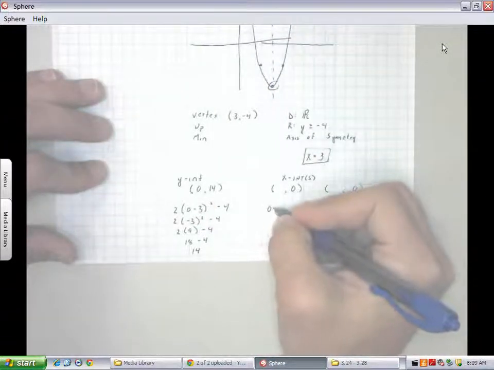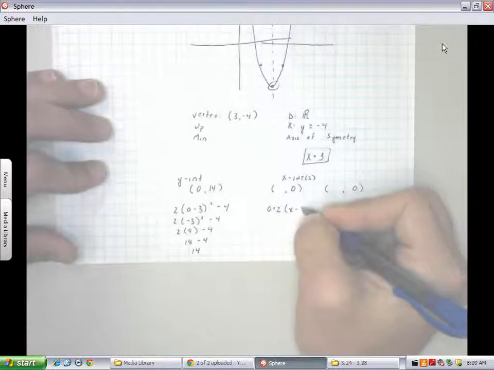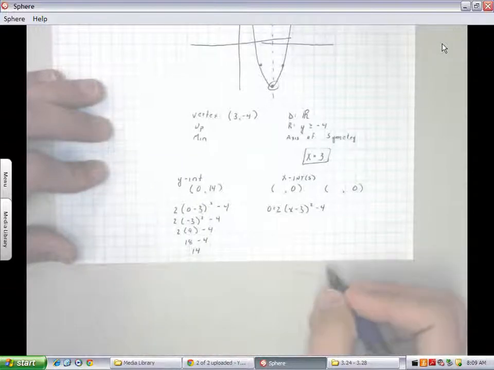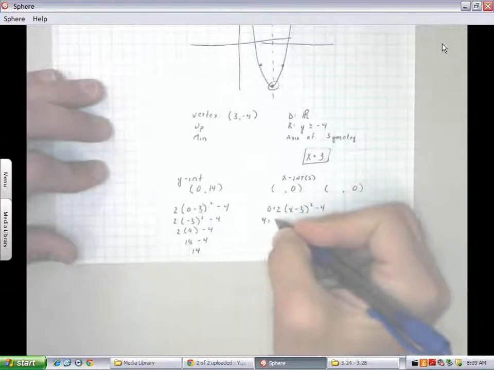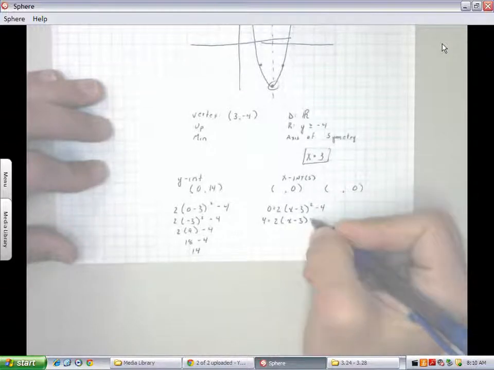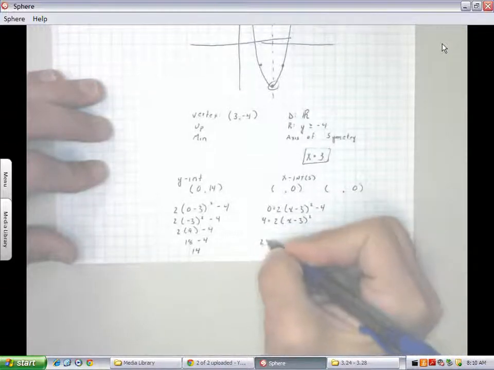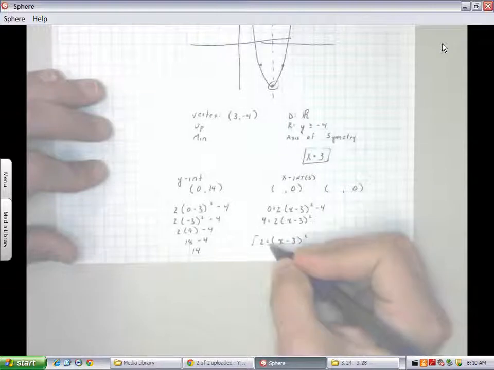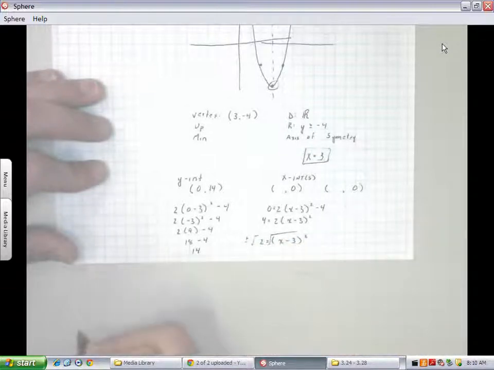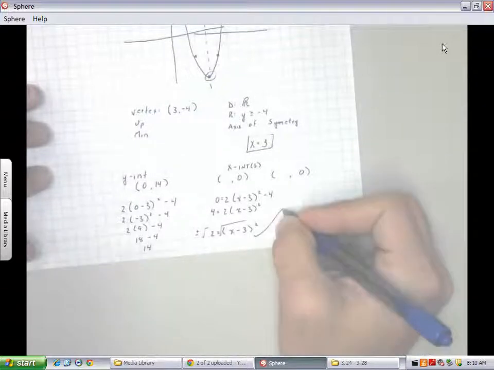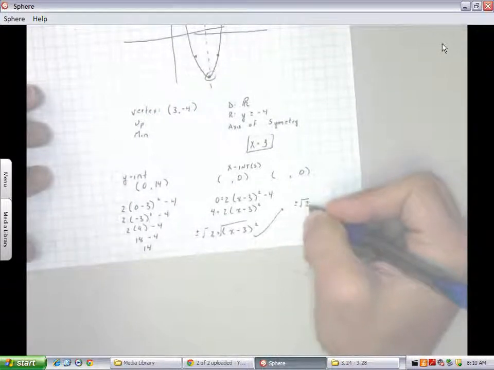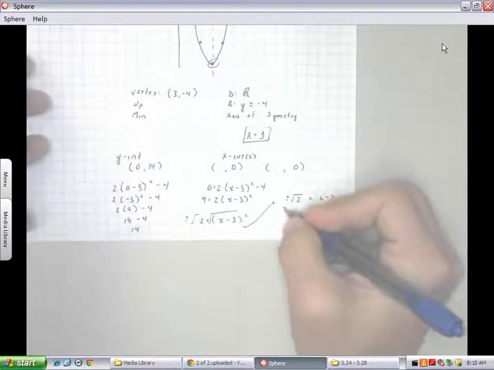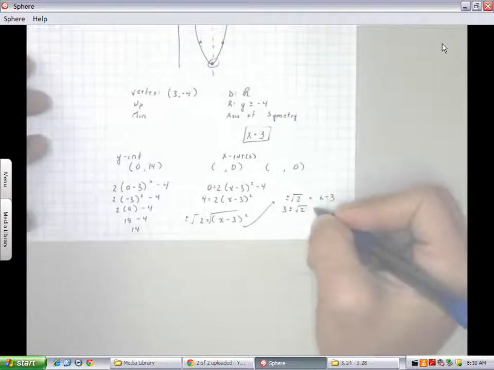So 0 equals 2 times x minus 3 squared minus 4. And now I'm just going to solve this equation like I normally would using my radicals. So I'll add 4, 2 times x minus 3 squared. I'll divide by 2. So 2 equals x minus 3 squared. I'll take the square root, plus or minus in front of that radical. So I have plus or minus radical 2 equals x minus 3. And now I'll have to add 3. So 3 plus or minus radical 2 is equal to x.